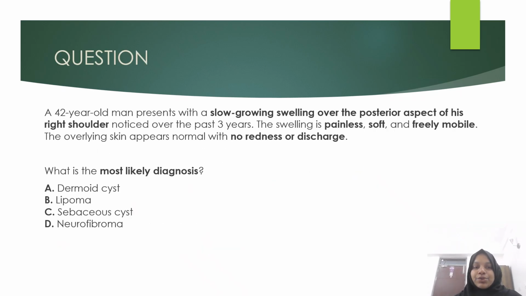Next question, a 42-year-old man presents with slow growing swelling over the posterior aspect of his right shoulder, noticed over the past 3 years. Swelling is painless, soft and freely mobile. Overlying skin appears normal with no redness or discharge. Again, the location of the swelling is very important. Now the swelling is over the right shoulder and it's painless, soft, freely mobile. Look for the characteristics of the swelling. That will give you a clue of what is the diagnosis.